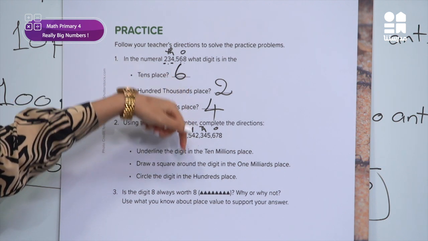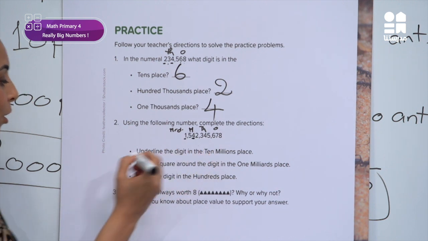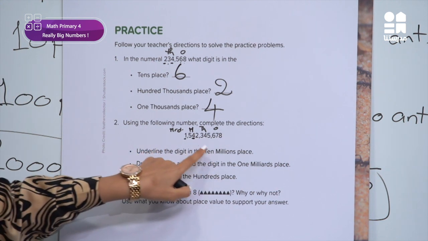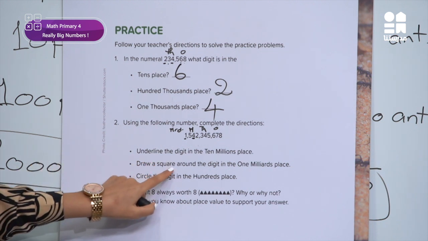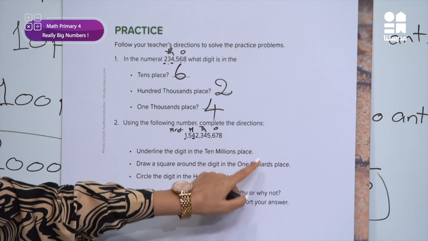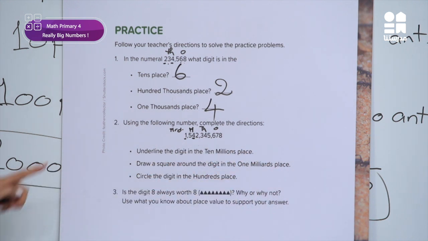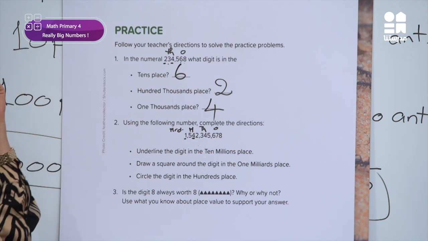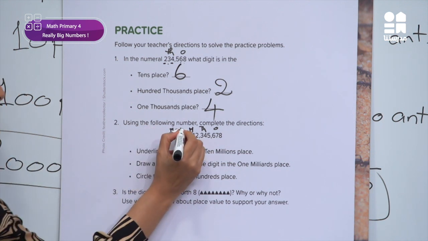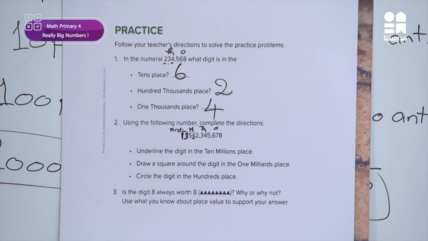Yes, it is in the middle of the million house. So I will underline the 4, which is in the 10 million place. Okay? Here, draw a square around the digit in the 1 milliard's place. So I will go to the milliard and make a square around which digit? I have only 1 digit in the milliard, which is 1. So I will make a square on the 1, which is the milliard.